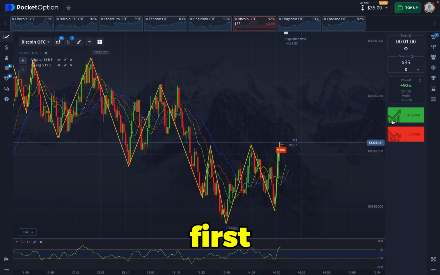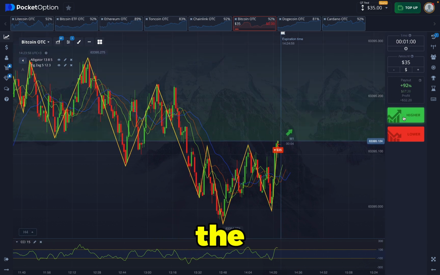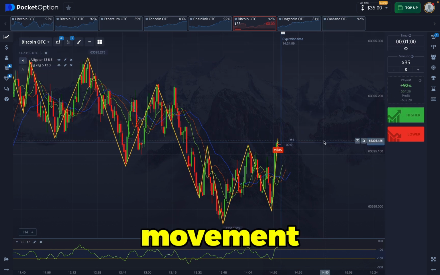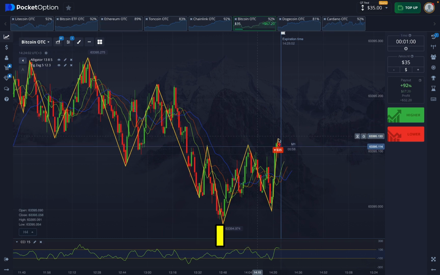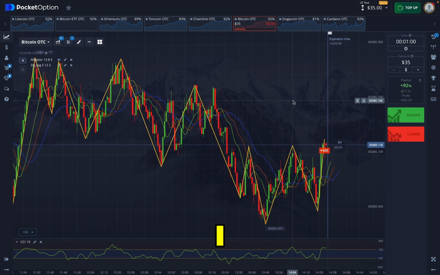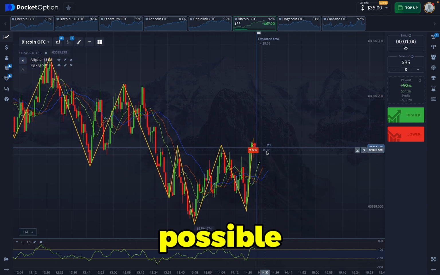Here, I will open the first trade against the direction of the trend dynamics. But if my movement goes even higher now, then I will open the trade higher, since I will understand that there will be a possible change in the dynamics of the movement.